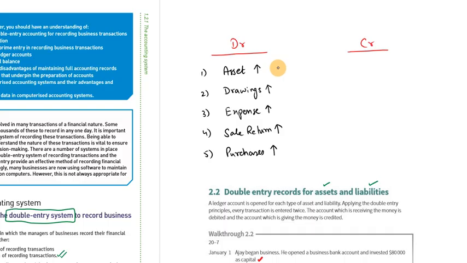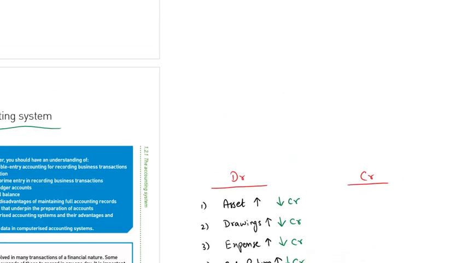And if all these decrease, it is against their nature. If an asset decreases, we will credit the asset. If drawings decrease, we credit the drawings. If expense decreases, we credit the expense because it's against its nature. If any accounting head goes against its nature, we reverse the entry. So sale return is debit if it increases; if it decreases, we credit sale return. If purchases decrease, we credit the purchases. Get it?